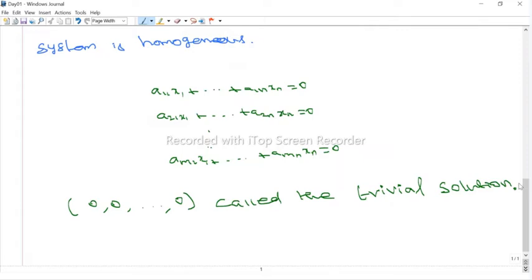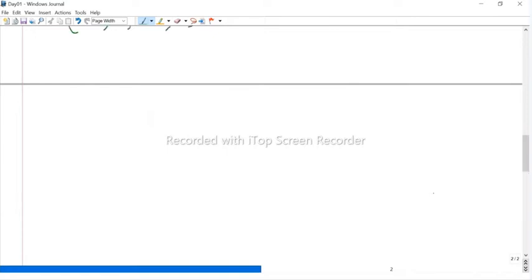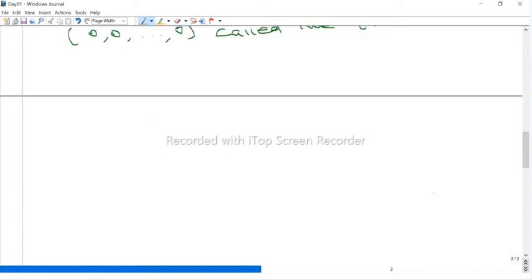Now, when we say a system is consistent, whether it is a homogeneous or non-homogeneous system, a system is said to be consistent if at least one solution exists. Otherwise, the system is called inconsistent. If the system does not contain any solution, the system is called inconsistent.